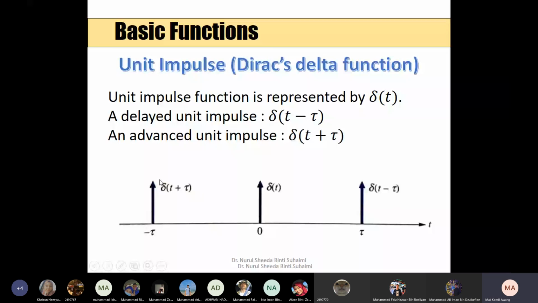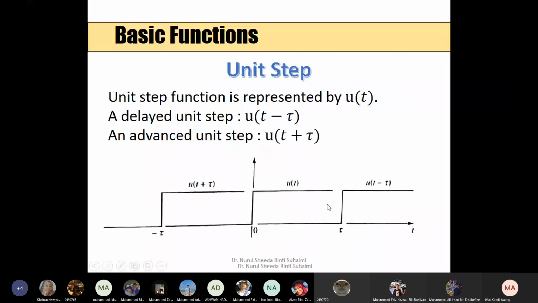The next basic function is unit step. Unit step is represented by u of t. A delayed unit step is u t minus tau. So basically it starts to be non-zero. It starts to be 1 at time equal to tau.